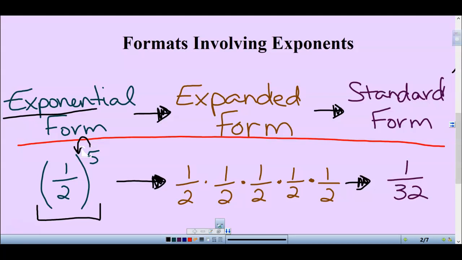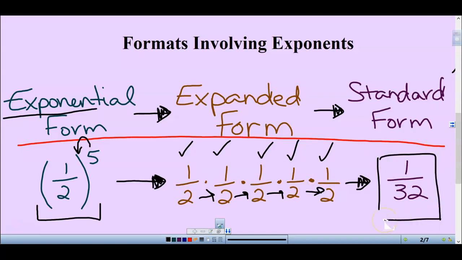So to write it in expanded form, I would write 1/2, 1, 2, 3, 4, 5 times. Okay. Our standard form is just our evaluated value. Okay, so that's the basic number that we're dealing with. So if we were to multiply all of these 1/2s together, and well, when we multiply fractions, we multiply straight across. So 2 times 2 times 2, that's 8, times 2 is 16, times 2 is 32 if you're following me. And we get a standard form of 1/32. Okay.